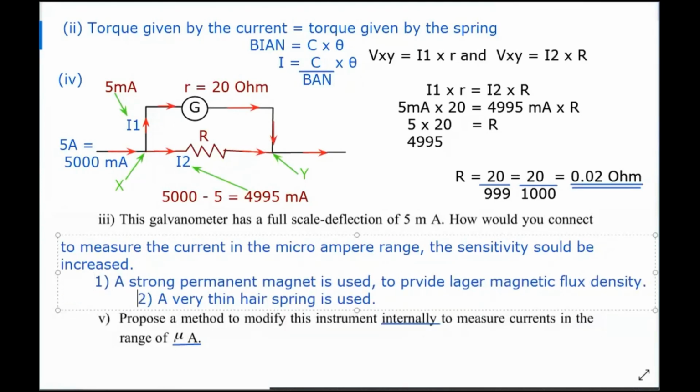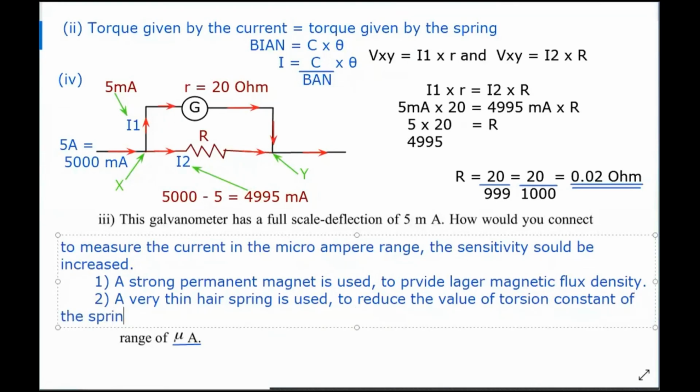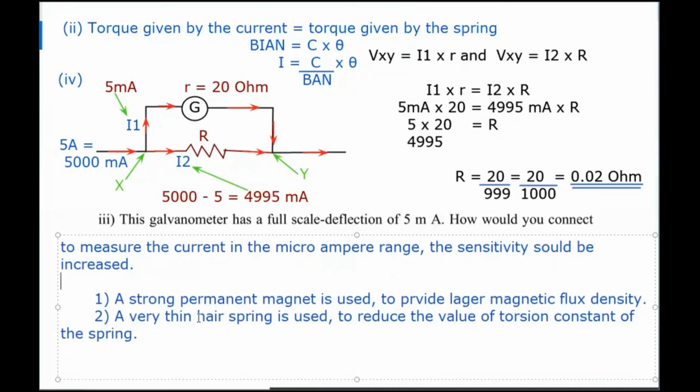A very thin hairspring is used for what? To reduce the value of the torsion constant of the spring. Normally we use K, but here they have used, I think, C. So this is a perfect answer. Your answer should be perfect here.